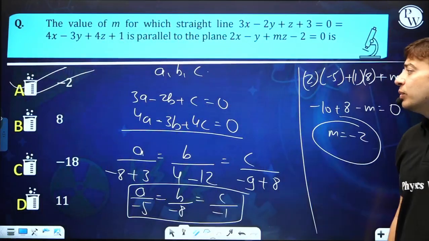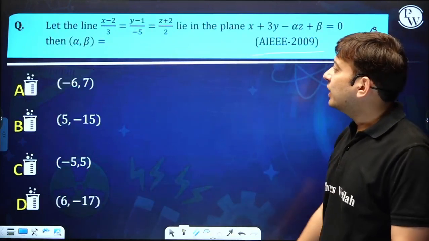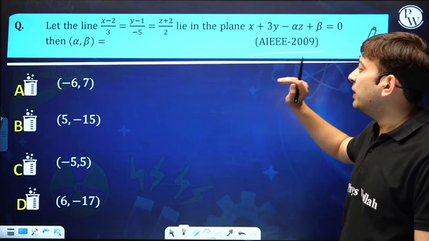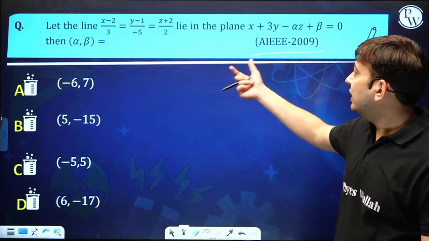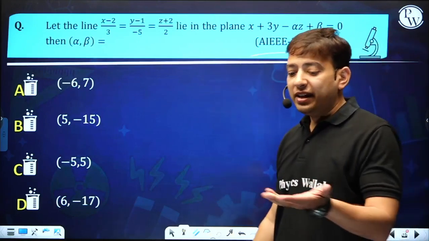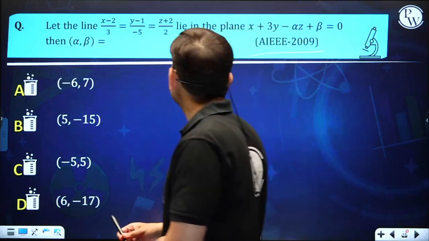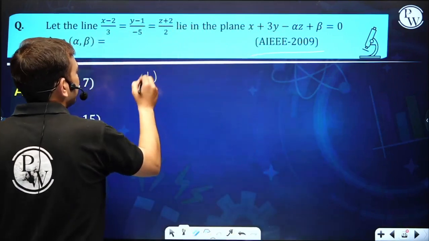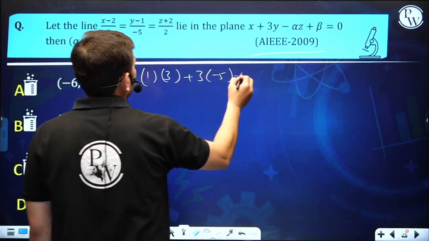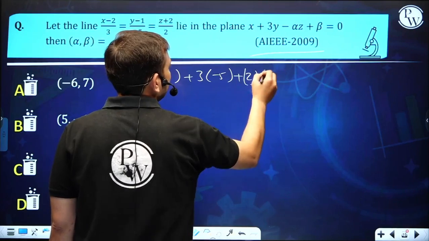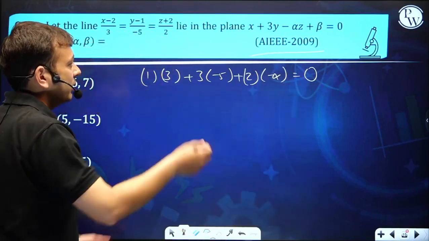Okay? Moving on. Now, this question came in JEE. Let the line lie on the plane. Then alpha comma beta is. So if a line is on the plane, one thing is the normal to the plane is normal to the line also. So that means 1 into 3 plus 3 into minus 5 plus 2 into minus alpha equals 0, perpendicular.